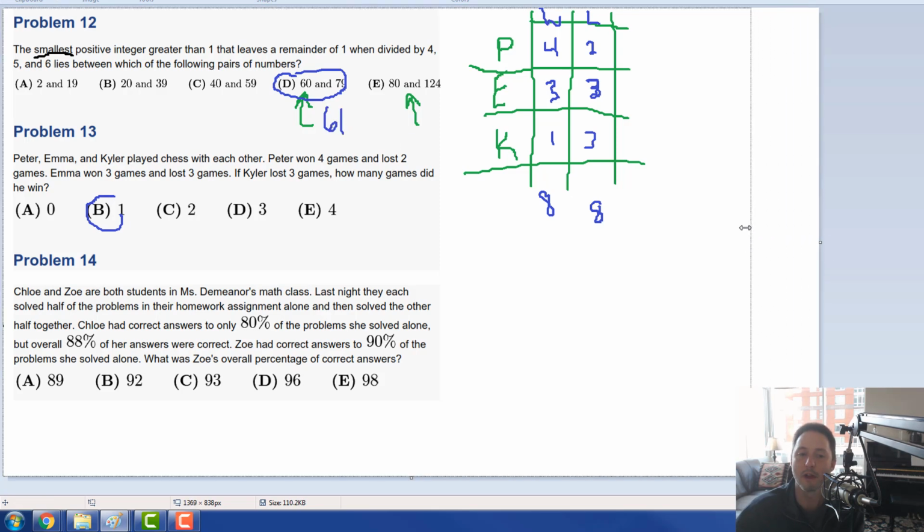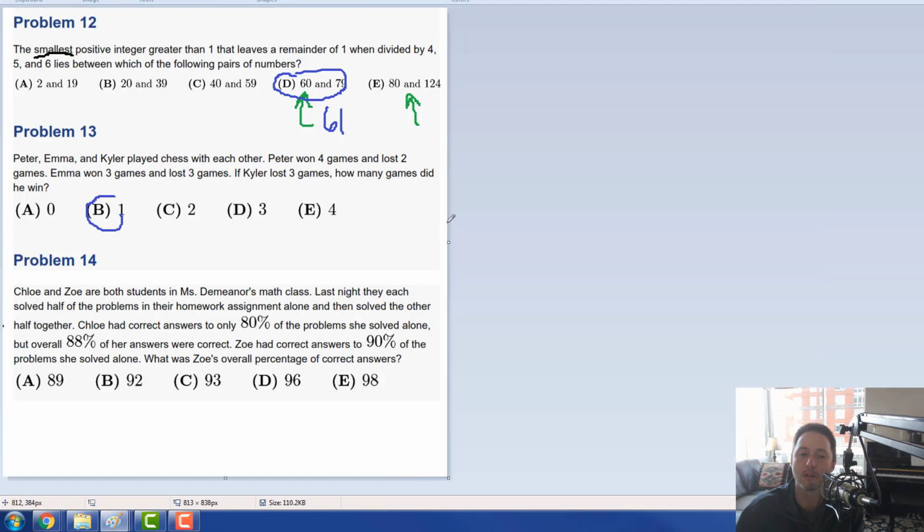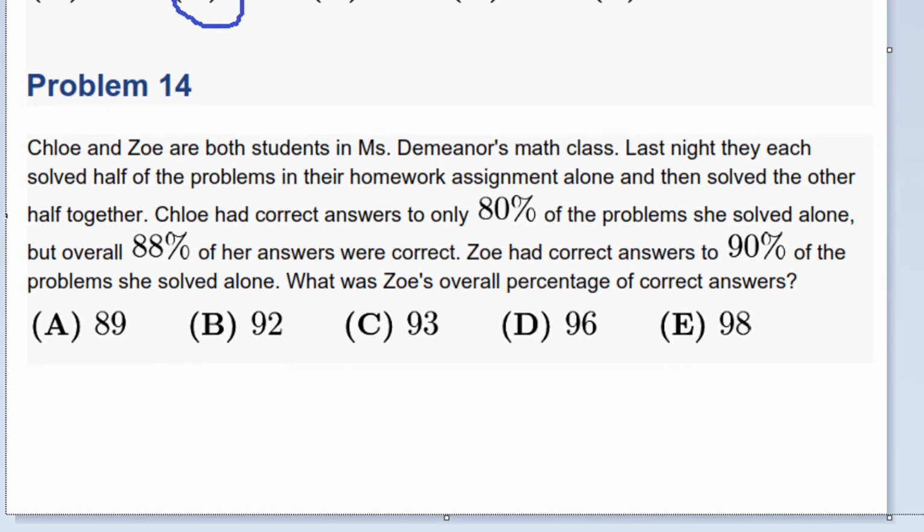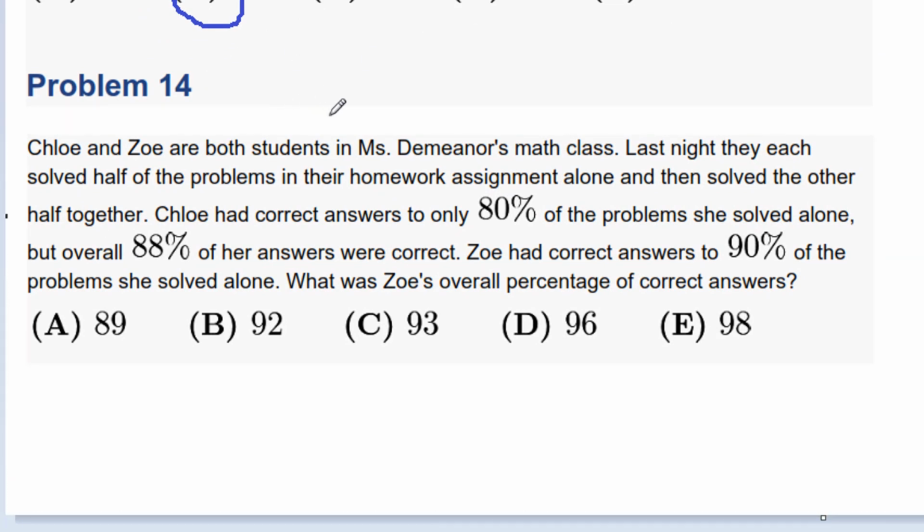And let's look at Chloe and Zoe. Chloe and Zoe are both students in Miss Demeanor's math class. That's a joke, by the way. Miss Demeanor. Last night they each solved half the problems of their homework alone and then solved the other half together.